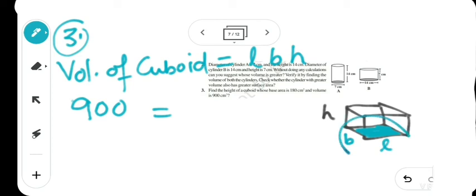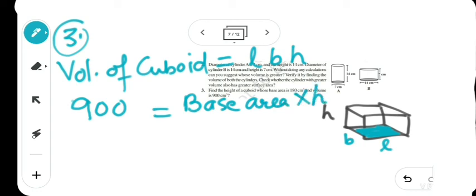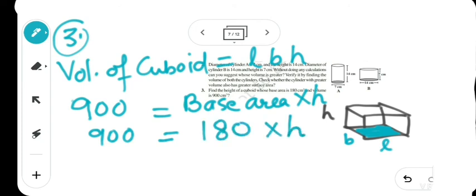Now the base of the cuboid, if you see, is a rectangle shape, and you know the area of a rectangle formula is length into breadth. So the base area will be equal to length into breadth. Now in this formula also we have length into breadth. So length into breadth forms the base area and h is height. So the volume of a cuboid can also be found using base area into height. Now base area is given in the question as 180 centimeter square, so we write 180, and height we simply write h.